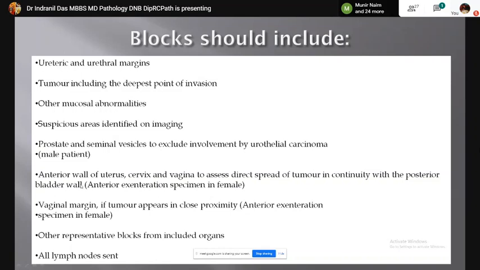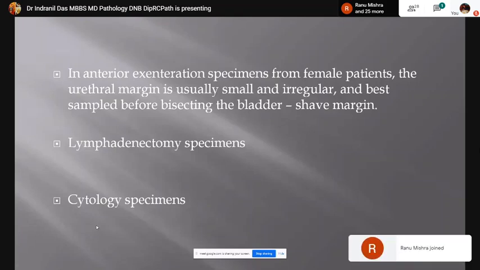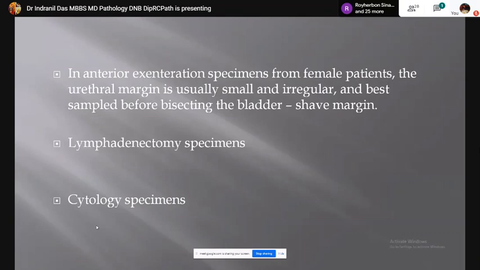The anterior wall of the uterus, cervix and vagina in case of anterior exenteration specimen in female. The vaginal margin in anterior exenteration specimen. Other representative blocks from the included organs along with the main specimen, and all the lymph nodes sent should also be blocked. In anterior exenteration specimen from a female patient, the urethral margin is usually small and irregular. It is best to sample it before bisecting the bladder.